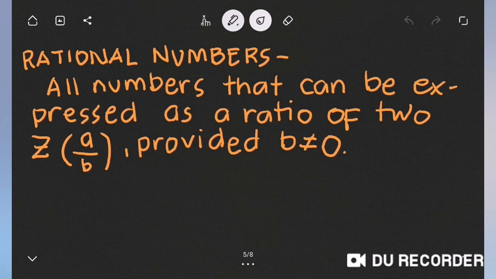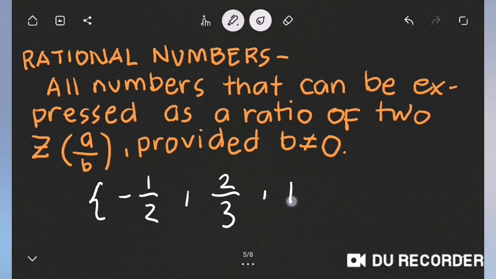These are numbers that can be expressed as ratio of two integers in the form of fraction such as a over b, provided b is not equal to 0. Aside from that, rational numbers can also be expressed as decimal numbers. Some of the examples or elements of rational numbers, let's say we have negative 1/2. We have 2/3. And then let's say we have 10.56. So these are some of the rational numbers.